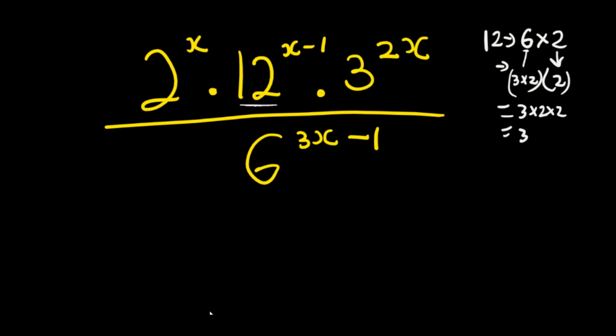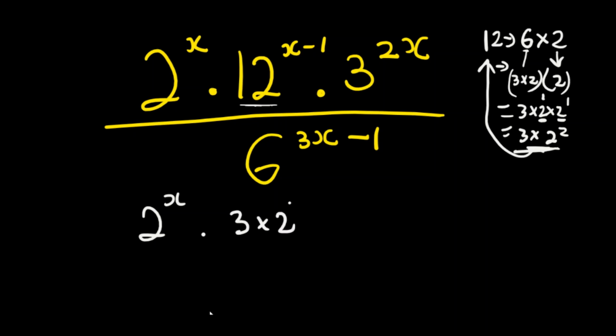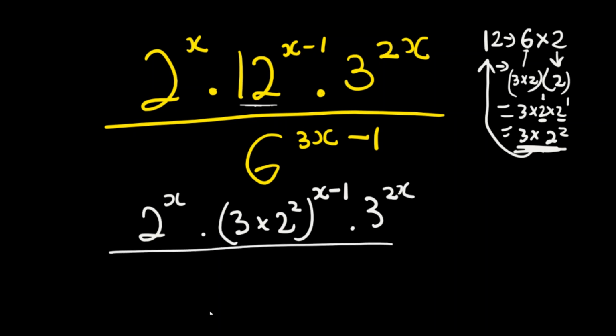And then this 3 will remain, and these are the same bases. You add the exponents, so it's multiplied by 2 to the power of 2. So this is actually equal to 12. So I'm just going to write this down. I'm going to have 2 to the power of x multiplied by 3 multiplied by 2 to the power of 2, which is what I got here. And then all to the power of x minus 1, multiplied by 3 to the power of 2x divided by, and here we have 6 to the power of 3x minus 1.